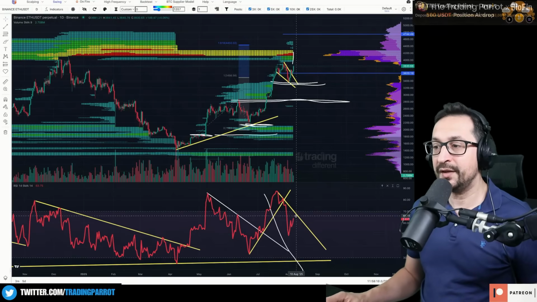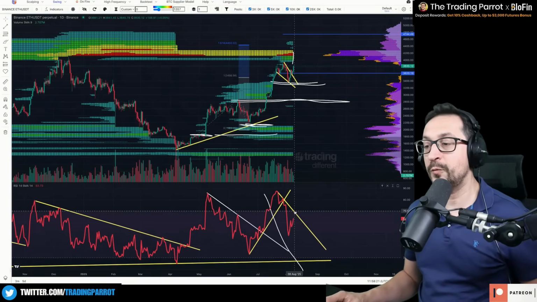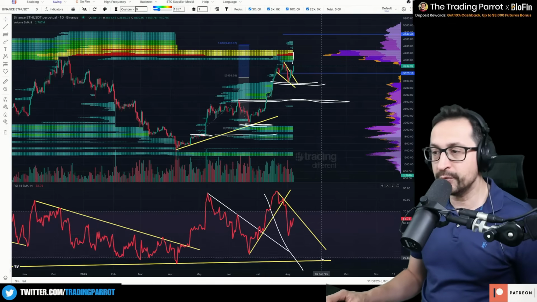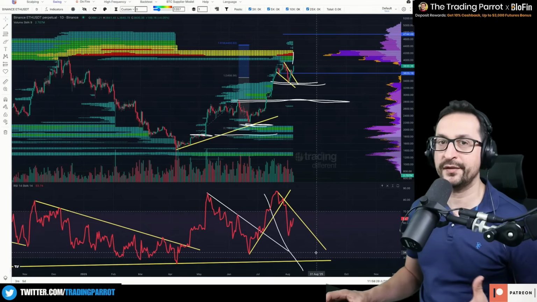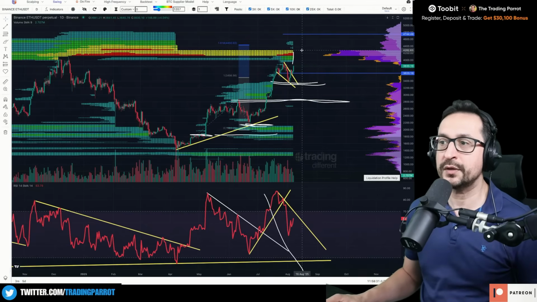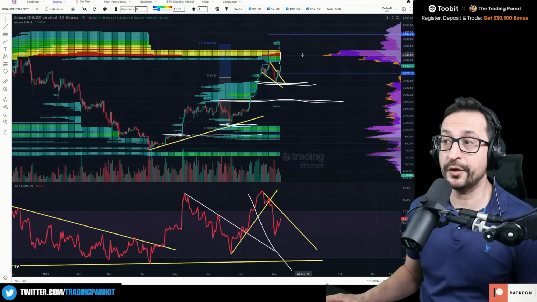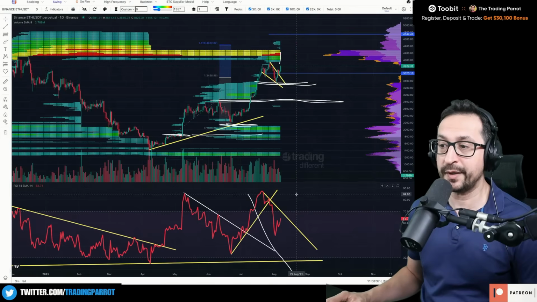My preference is that we get into 70, we get a rejection, and we get a full reset of the RSI, like this whole journey down a little bit lower into the 30s to really convince that it's not going to happen. But I really don't know what's going to happen. I don't know if we are going to break out from here.